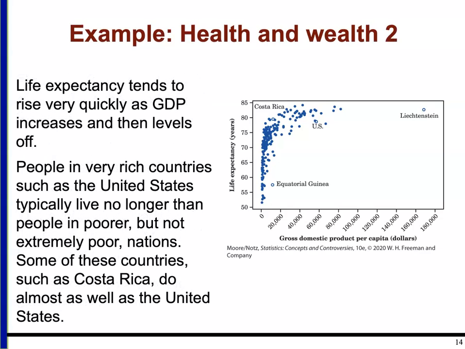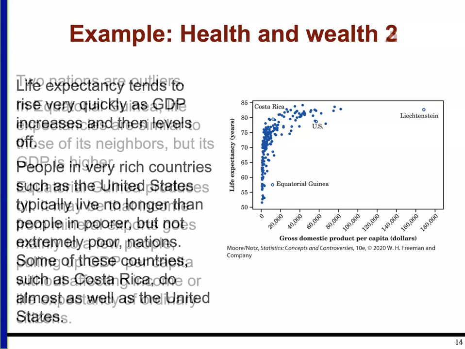So we might want to know, what does this scatter plot tell us? So this scatter plot helps us see that rich countries don't really live longer than people in poorer countries when we compare to some of these extremely poor nations. So for example, Costa Rica actually has a higher life expectancy than the United States, but they're much poorer.